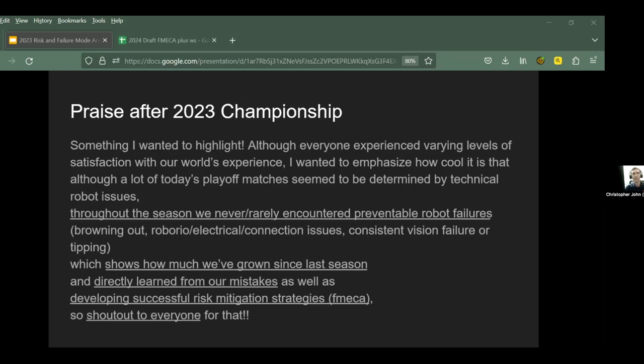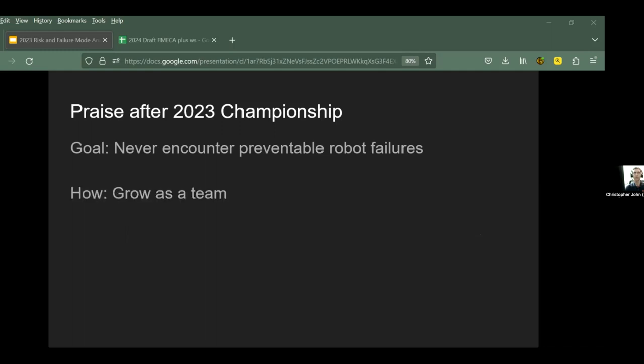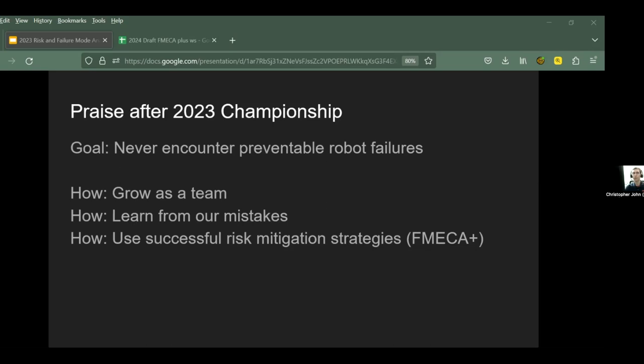When I take the liberty to summarize her words, I come up with the following agenda for this training. We will talk about the relationship between risk and the goal of never encountering preventable robot failures. Next, I'll share the three ideas of how we can reach that goal: growing as a team, learning from our mistakes, and using successful risk mitigation strategies like FMEA Plus. Finally, we'll talk about celebrating the outcome as we take steps towards our goal of no preventable robot failures.